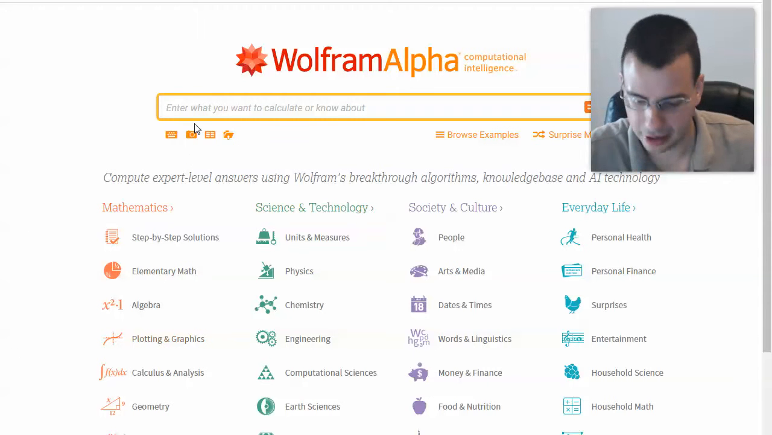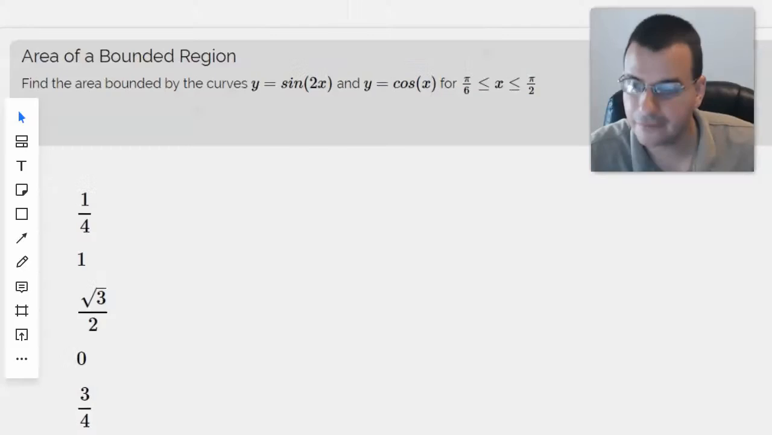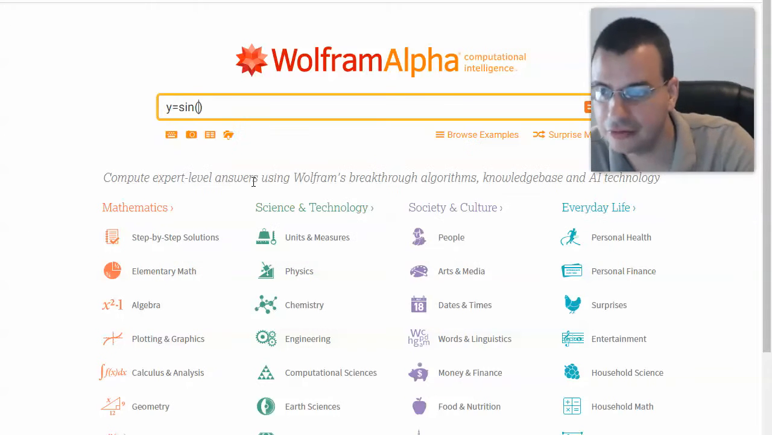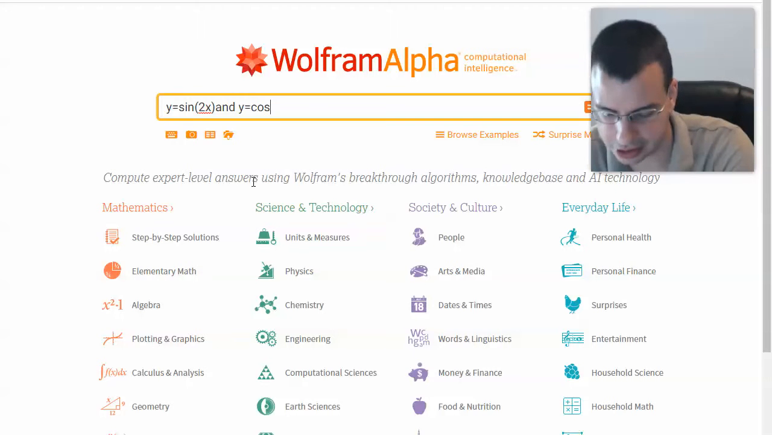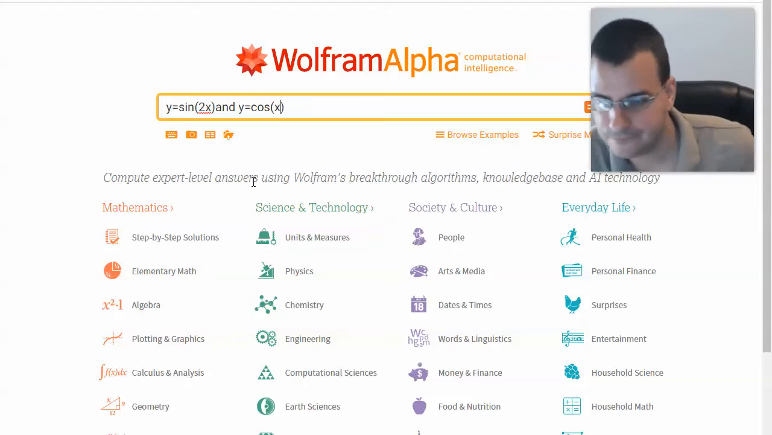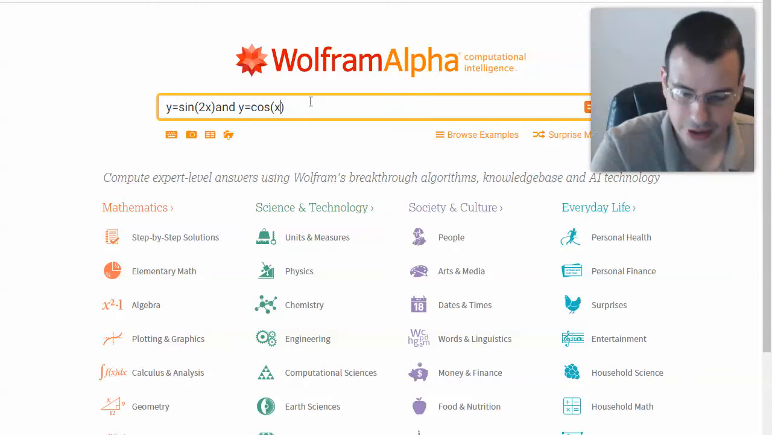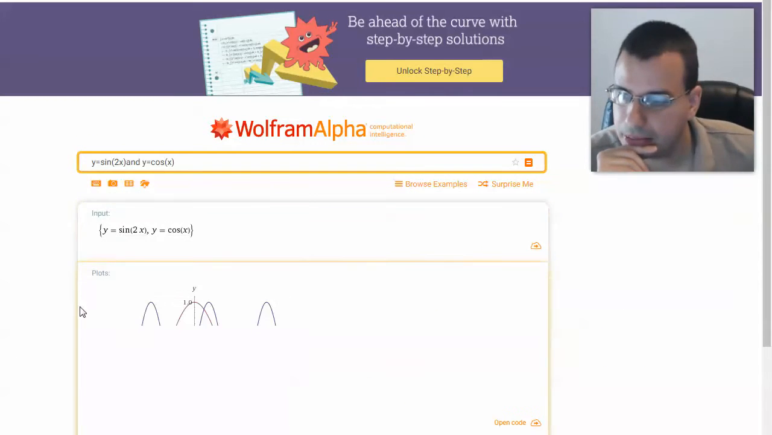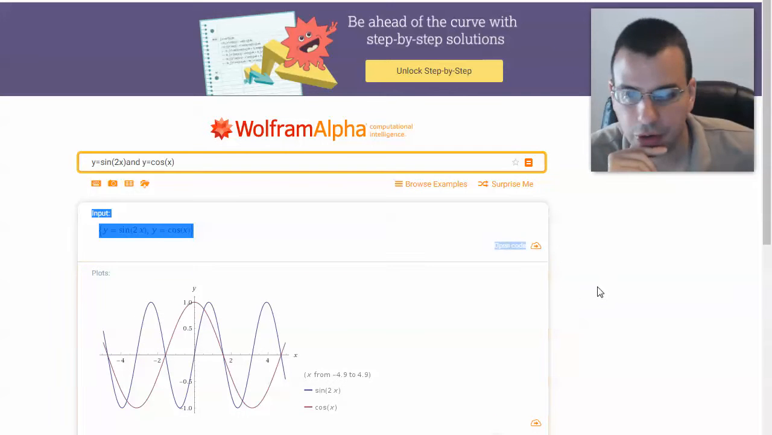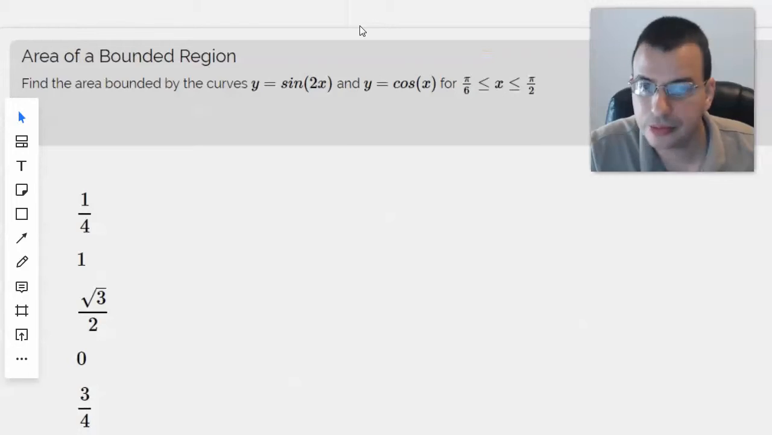So we have y equals cosine, sine of 2x. Sine of 2x, and y equals cosine of x. Let's see here. Graph these. And we're going from pi over 6 to pi over 2. Pi over 6, pi over 2.